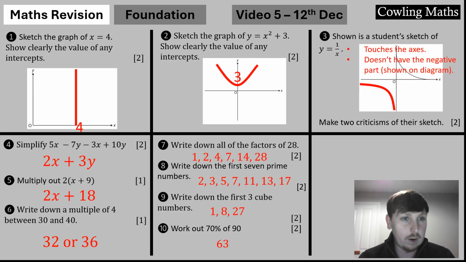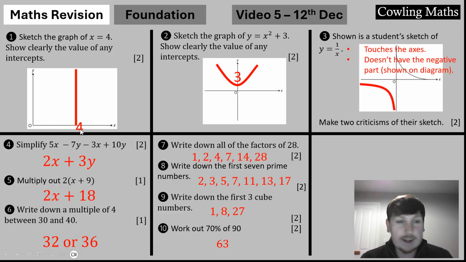So, on the first one, you should have a vertical line that has 4 labelled on the x-axis. That's a 2-mark question, so you get 1 mark for a vertical line and 1 mark for 4 on the x-axis. Question 2, you need a curved line, you'll get 1 mark for that, another mark for identifying 3 as your y-intercept. Question 3, the things wrong with the sketch. Firstly, it should not touch the x or the y-axis, that's 1 mark. And secondly, it does have a negative part, which I've drawn in there. So the negative part of the graph is missing. That's the second thing you need to say to get the second mark.